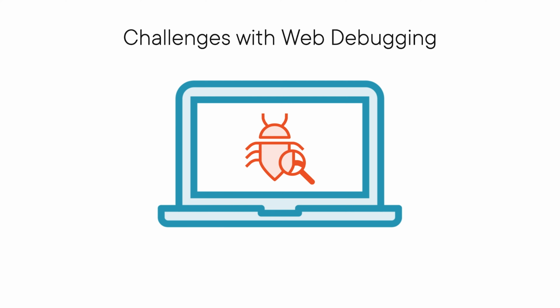Plus, we can't use a traditional debugger because web applications are accessed through a web browser. Debuggers are tools that let us step through our code line by line and inspect the values of variables. They are very useful for finding bugs, but desktop debuggers don't work with web applications.